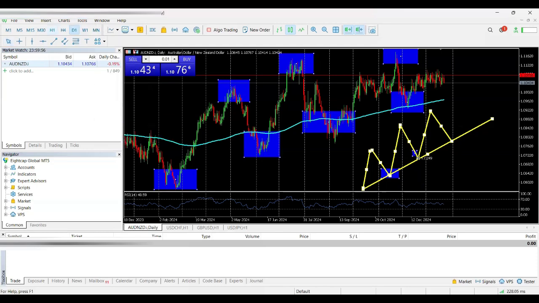Just to buy again, right? And you place the buy again. You have the low, you have the high, you have the higher low, and you'll be looking to place the buy and get out at the next high, right?